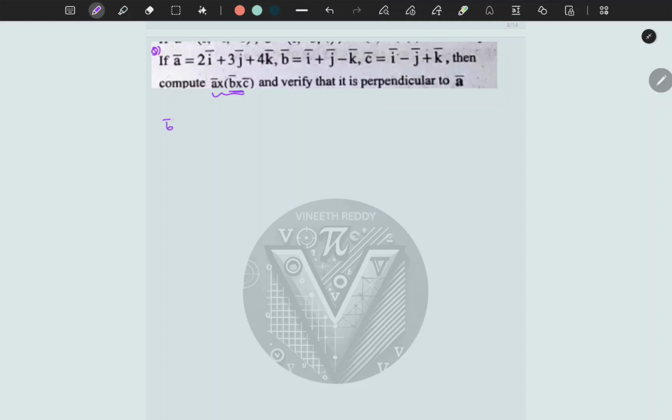First we will find B cross C. Now how do we find B cross C? Very simple. We need to write i cap, j cap, k cap. In the second row we write the coefficients of B, that is 1, 1, minus 1. And in the third row the coefficients of C, that is 1, minus 1, 1, right? So we will be getting i cap into this minus this, right? That's how we should do. So 1 into 1 is 1, minus 1 into minus 1 is plus 1. So we will be getting 1 only here.